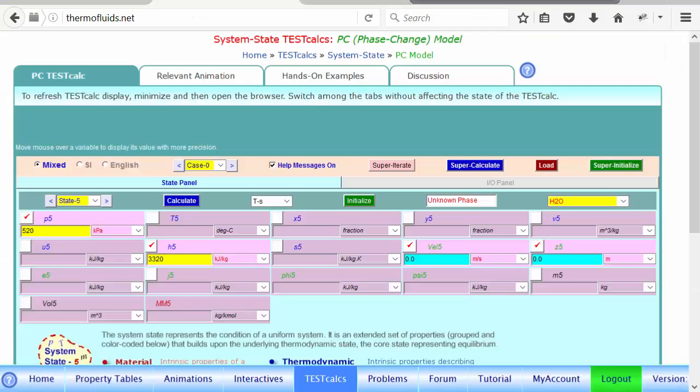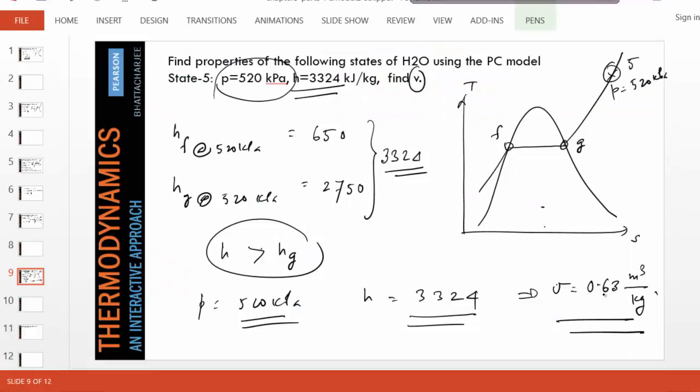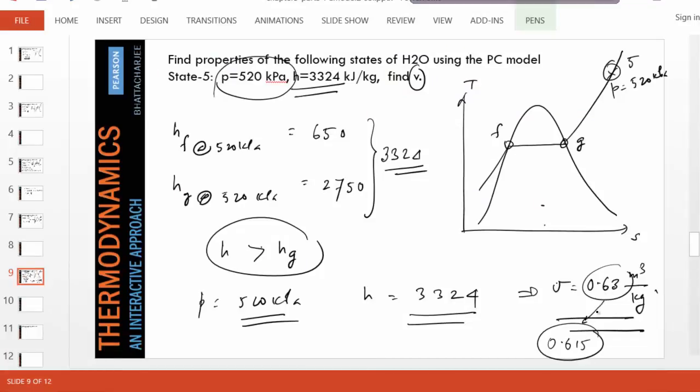3324, I'm sorry, 3324. And the specific volume that we get is 0.615. And what did we get? 0.63. So the correct answer is 0.615. Again, this difference is much less than 10%. Very good for estimates. And if you're accurate within 10%, most of your answer will just work out fine.